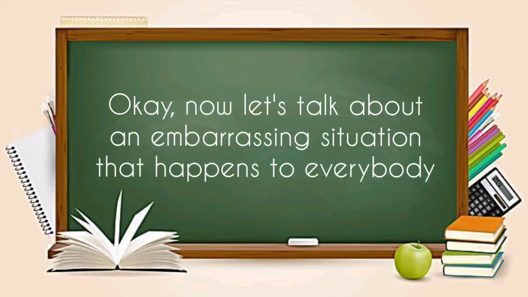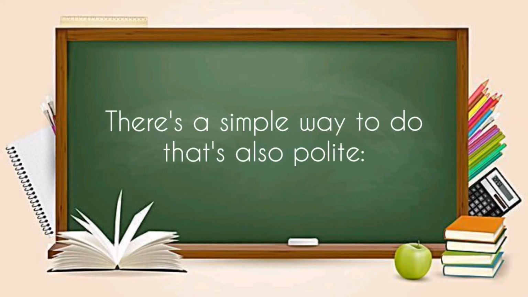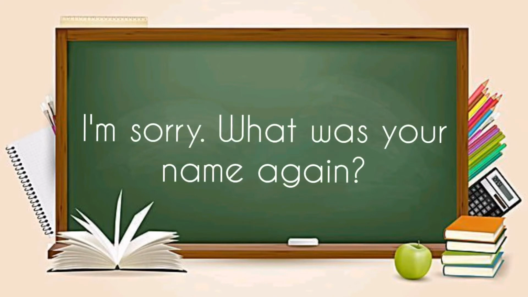Okay, now let's talk about an embarrassing situation that happens to everybody. You've already met this person once before, but you have forgotten their name. The most polite thing to do in this situation is to apologize and ask again. There is a simple way to do this that's also polite. "I'm sorry, what was your name again?"